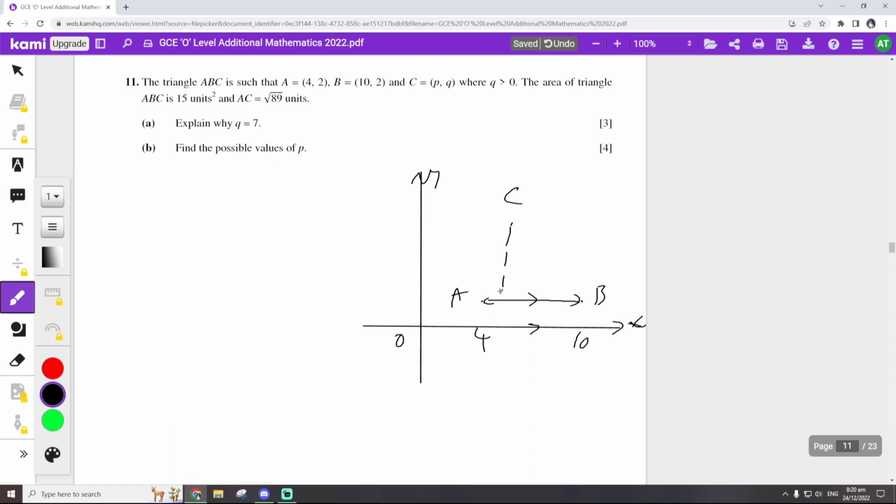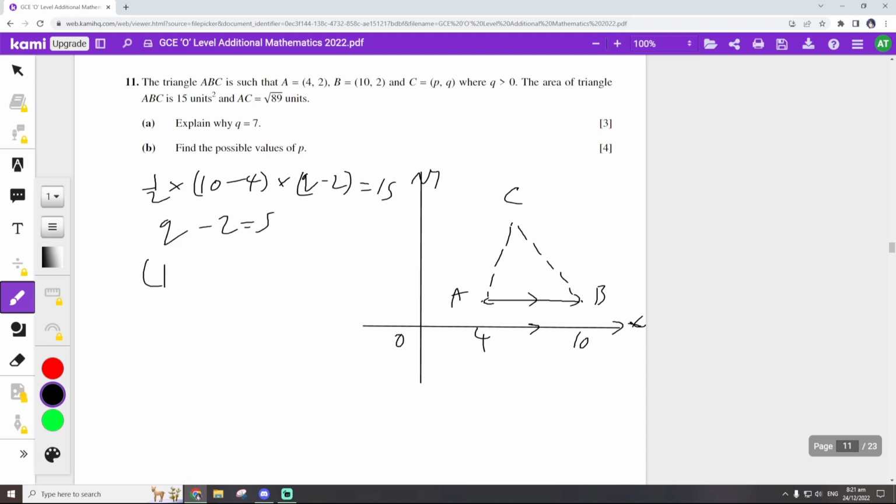No matter what the exact x-coordinate of C is doesn't actually matter because we have a perpendicular height already, which is y. So half times base times height, half times (10 minus 4) times (q minus 2) equals 15. So you get q minus 2 equals 5. We know q is greater than 2, so we can just write this as a deduction immediately, and therefore q equals 7. Okay.